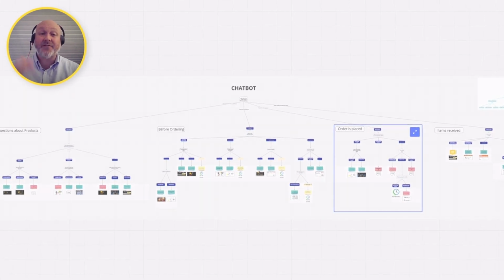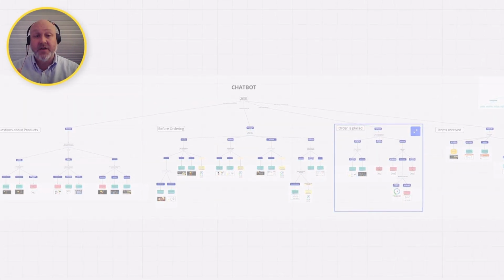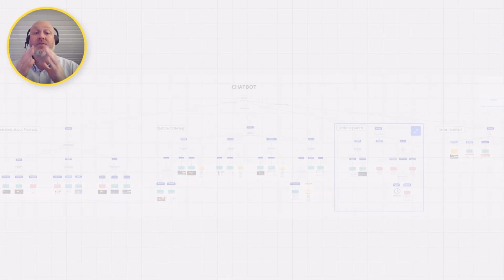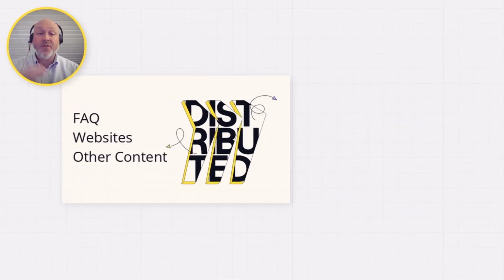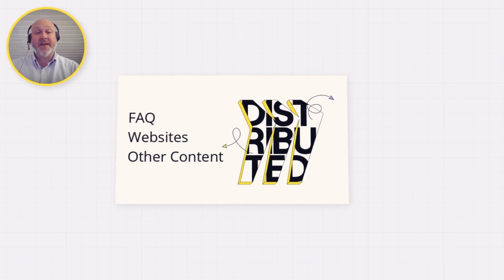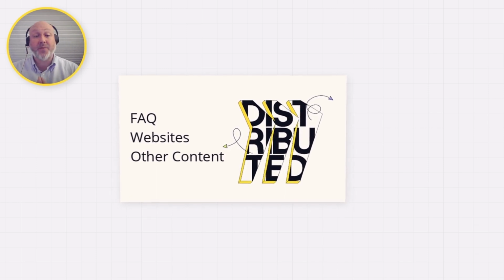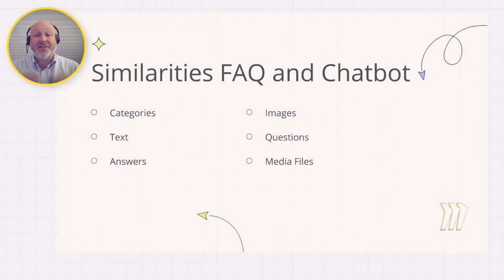So this kind of content management is not limited to a chatbot. For example, you can store FAQ content or any website content in a similar manner. So what is the difference between setting up a chatbot or an FAQ? While an FAQ might not have such an extensive structure, it often includes categories, it includes images, it includes text, questions, answers, media files.